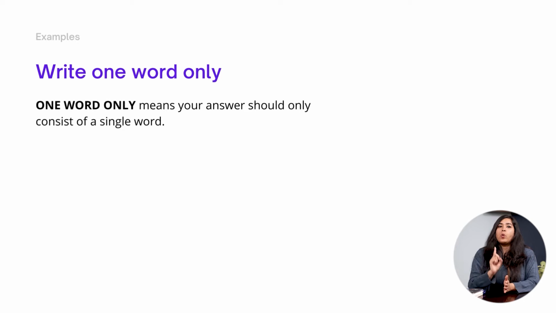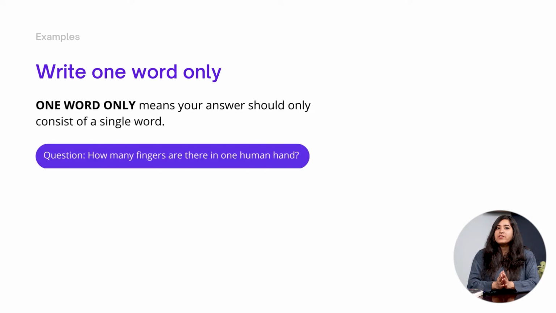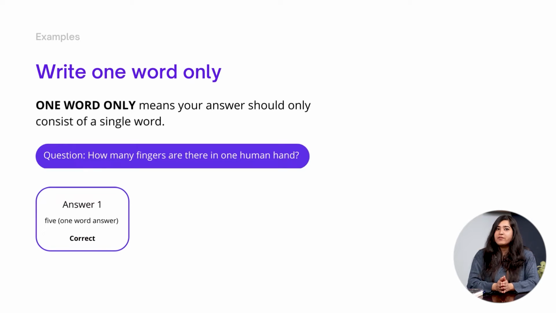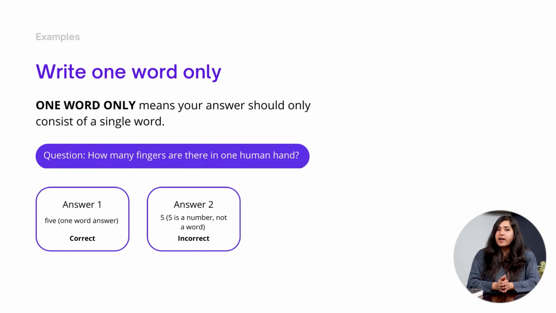First of all, write one word only. As it states, this means your answer should only consist of a single word. For example, how many fingers are there in a human hand? What would count as correct if you were asked to write it in one word would be five. What would be marked incorrect is if you've written a numerical 5, as it's a number, not a word.